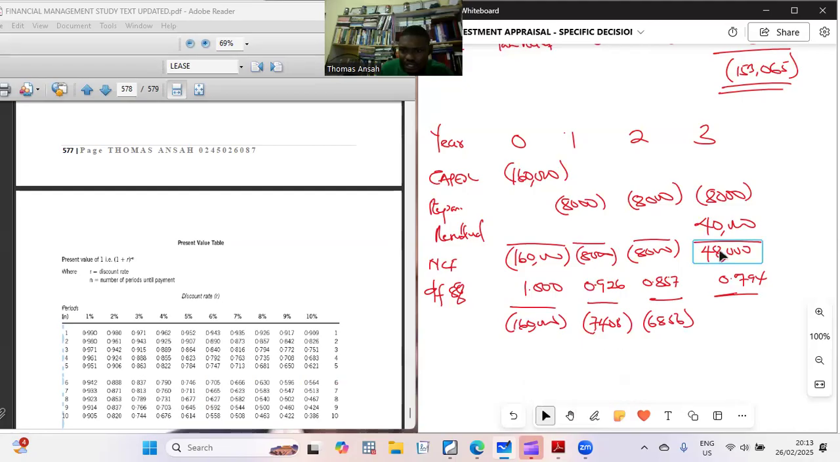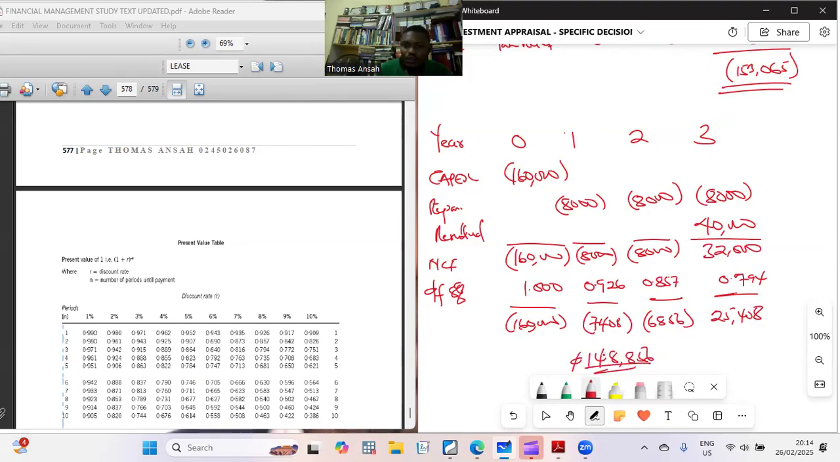Then 48,000 by 0.794. Is it 48,000? No, it's negating. So let's do the correct thing. That would be like 32,000 positive. So 32,000 multiplied by 0.794 is 25,408, minus 6,856, minus 7,408, minus 160,000. So I have 14,000. This one is far better.